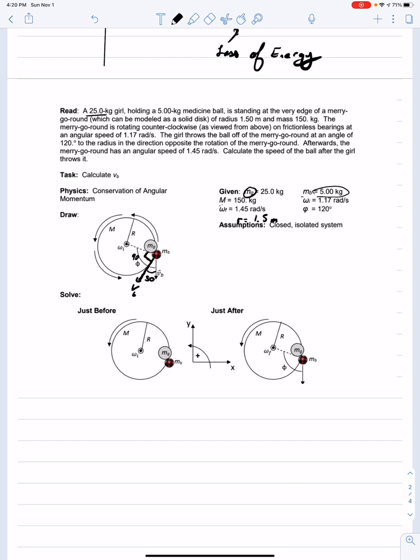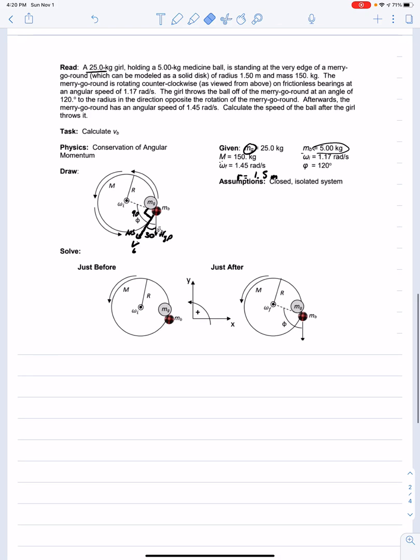And since this is right here, this is the magnitude, this is the hypotenuse, and this is the adjacent, it means that we can find the actual angular momentum by just using cosine of 30. Well, I digress. Let me continue with the problem. Calculate the speed of the ball after the girl throws it.